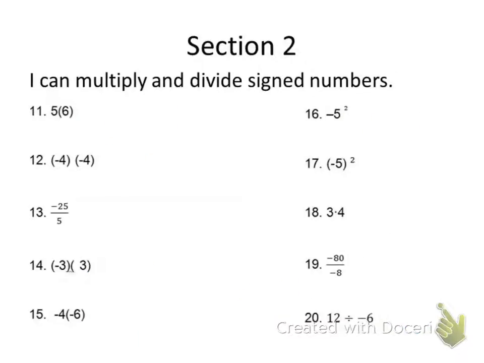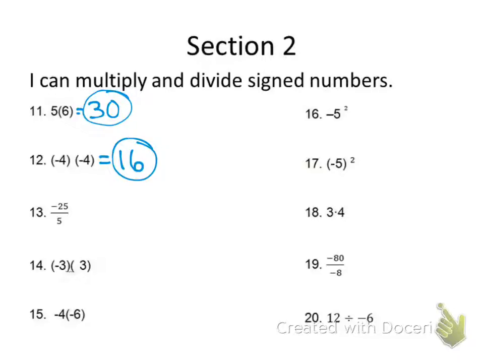So, what is positive 5 times positive 6? Positive 30. Very good. What is negative 4 times negative 4? Positive 16. A negative times a negative is a positive. Different house. How you doing?